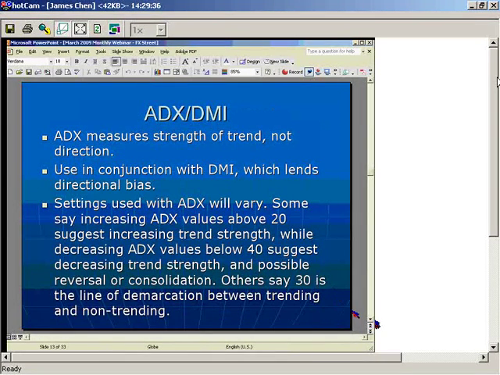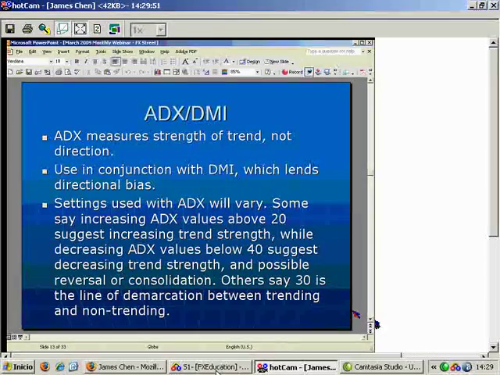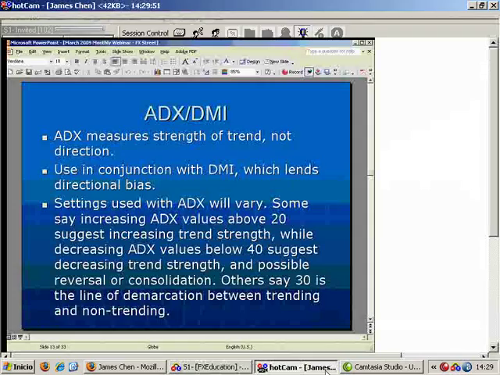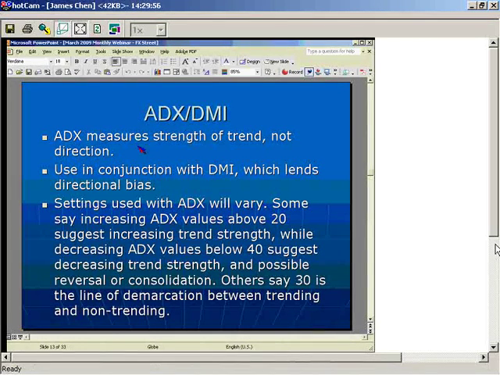And then finally, ADX DMI, where ADX just measures the strength of a trend and not the direction. For direction, you would use DMI, which is the directional movement indicator, and you have the DMI plus and minus. I'm not really going to go over ADX too much, but I do use that occasionally, especially in terms of the long-term trading on the daily charts that I do.